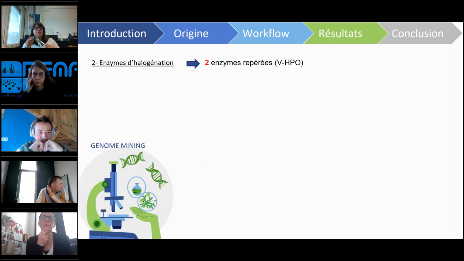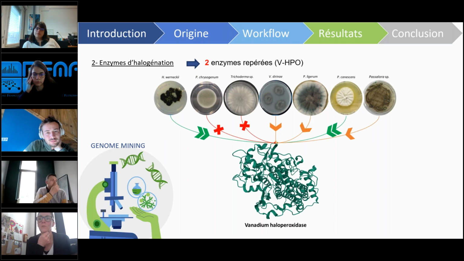Next. So we proceeded by genome mining, either by PCR screening or by looking at the whole sequence when the whole genome had been sequenced. From the different strains that we had investigated, some had a positive PCR screening, and 2 among the 4 that had a positive PCR screening were confirmed to be vanadium haloperoxidases.